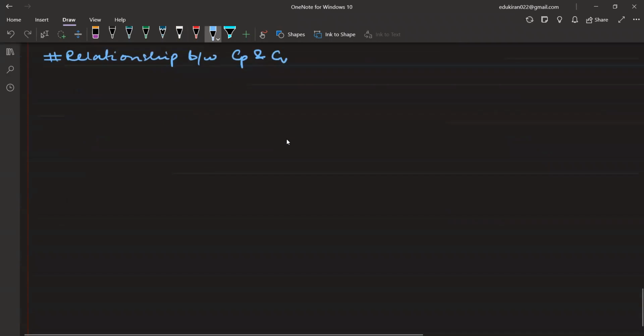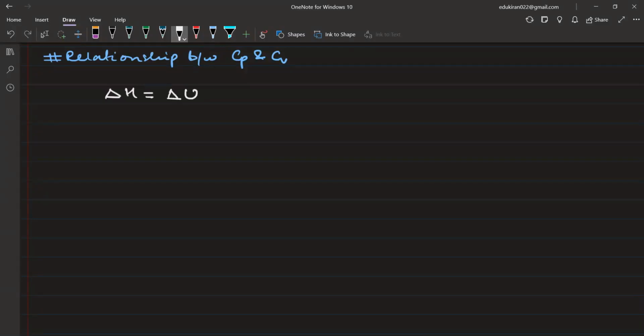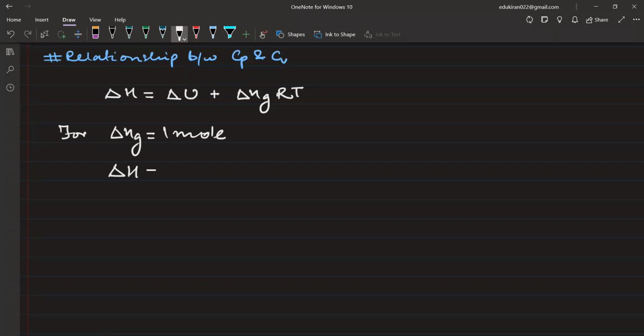Now right next, relationship between CP and CV. देखिए, we all know that delta H is equal to delta U plus delta Ng RT. ठीक है, अच्छा, if I take for 1 mole of gas, for delta Ng is equal to 1 mole, then we can write delta H is equal to delta U plus RT.